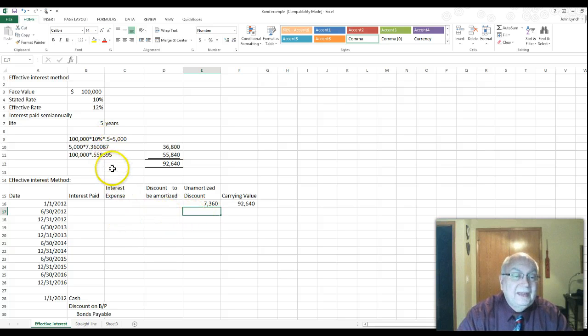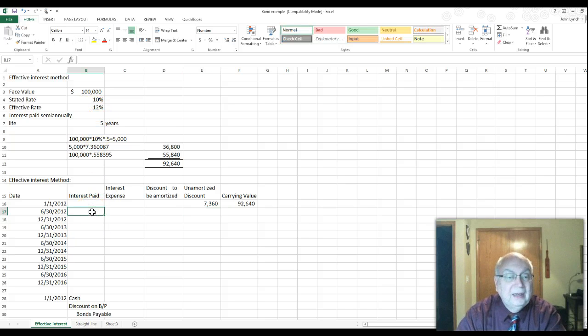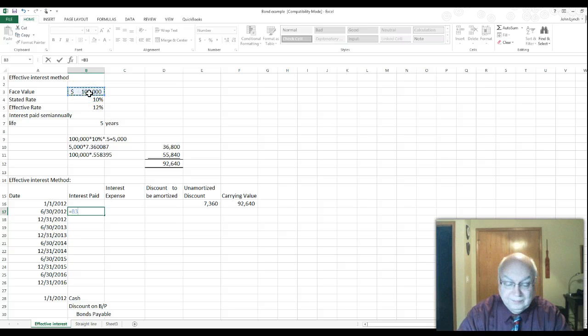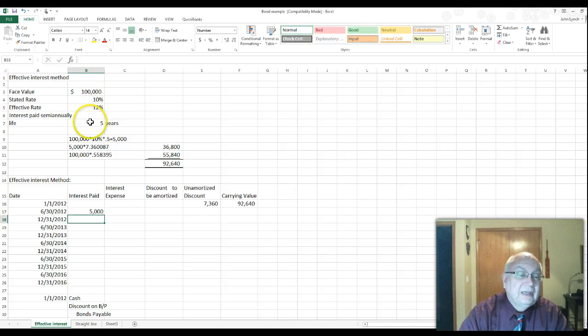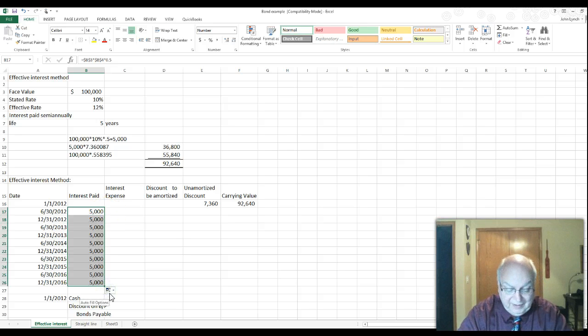Now use the present value tables. The interest is an annuity, so it's table 4, and the others are table 2, which is a one-time payment. You cut the interest payments in half and double the periods. So it's 12%, and the 10% is only used to calculate the interest that you pay. Here is the 100,000, and we'll put an F4 there, times the 10%, anchored, and then times 1/2, because that is the payment we're going to make all the way through. So that's why it's 5,000.